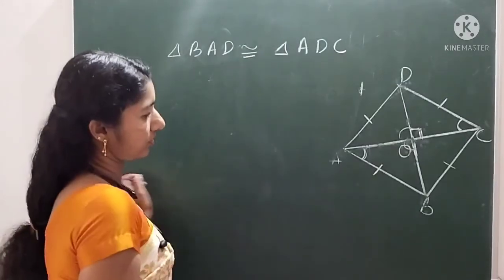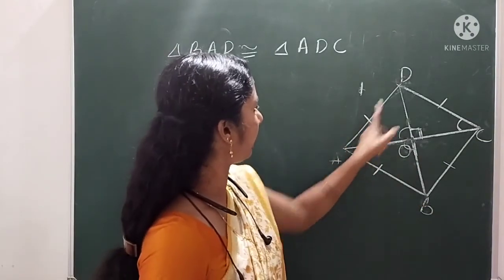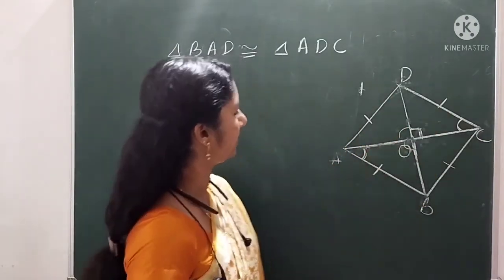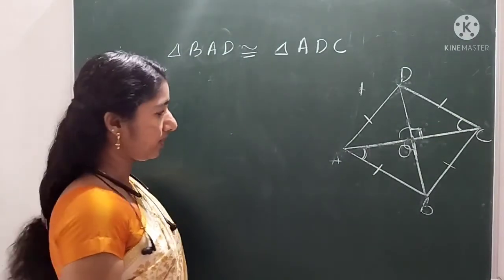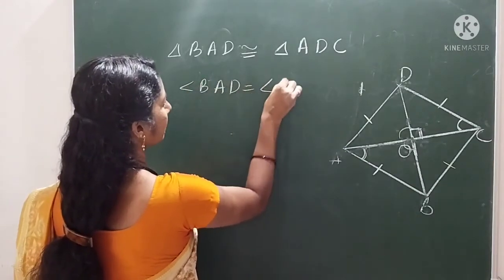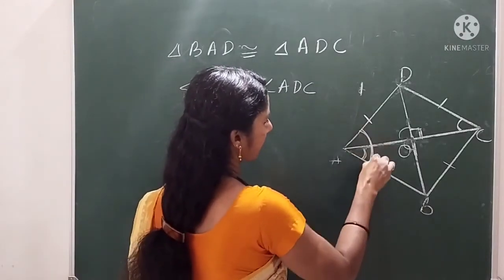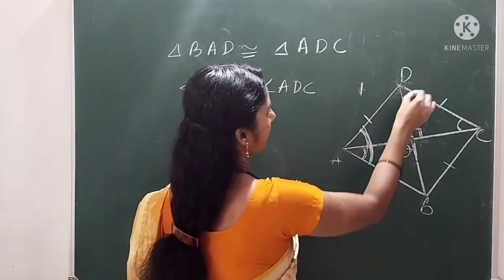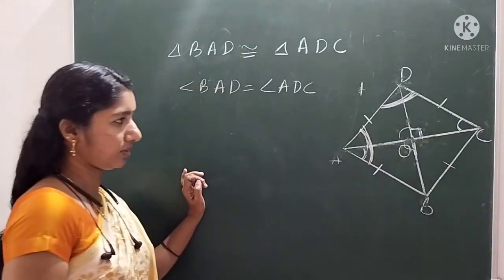Which triangles are congruent? BAD, this triangle, and ADC, this triangle. Since they are congruent, their corresponding angles are equal. So we can write angle BAD is equal to angle ADC. That means BAD is this angle, and ADC is this angle. We got these two angles are equal.